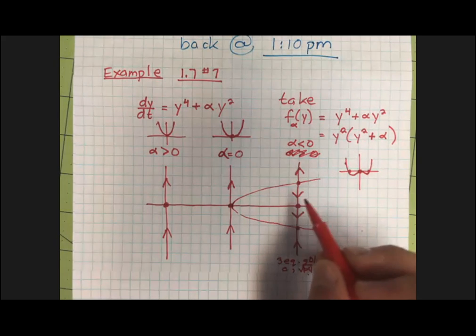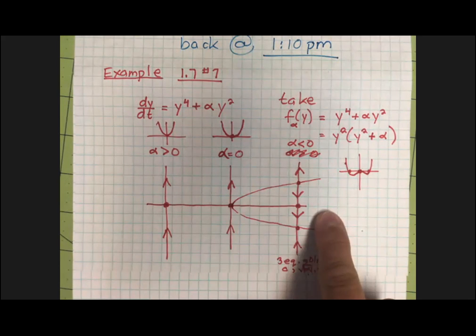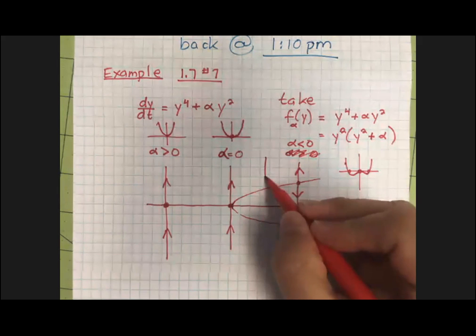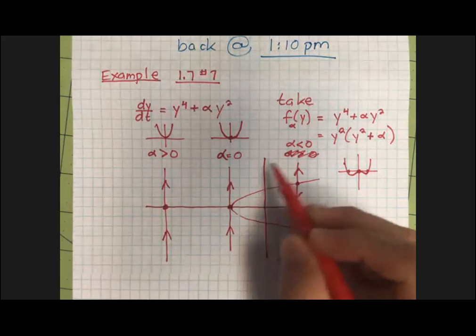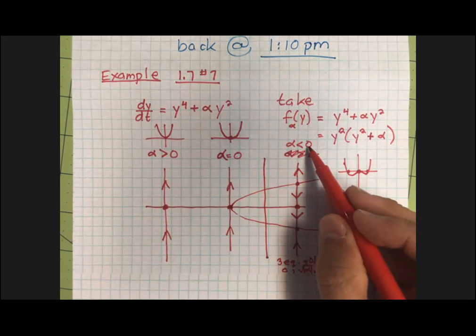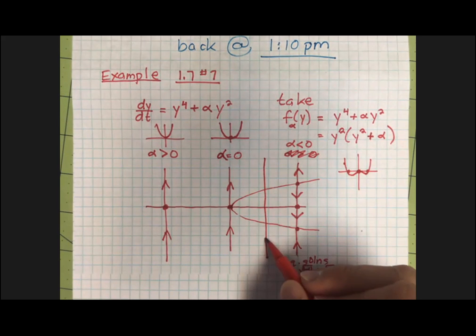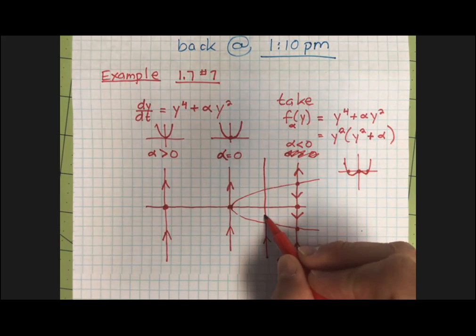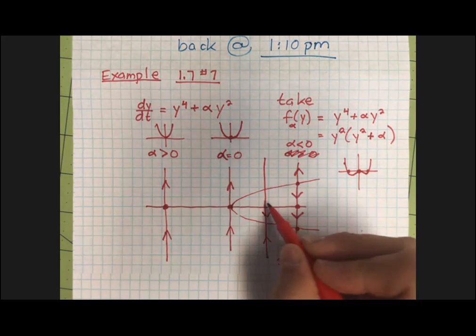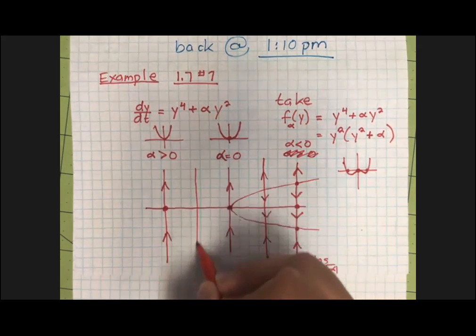Now, the reason why I connect these in the family portrait is to tell you what would happen if I drew another phase line here, closer to zero. Maybe this was alpha equals negative four. But do you see, you've already drawn the arrows? Because this line, this sideways parabola, what does it do? It resolves the bifurcation diagram into regions.